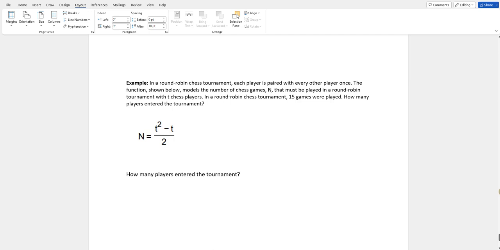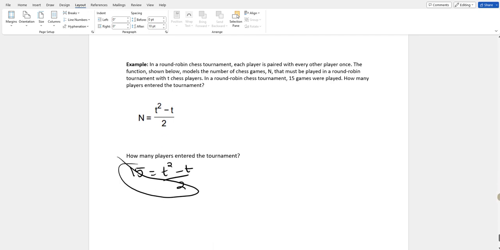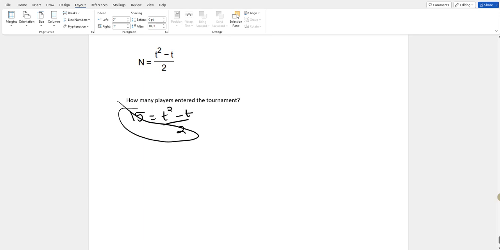So let's go ahead and plug in our number. We know that N is 15. This is equal to t squared minus t all over 2. We're going to go ahead and solve for t. So I'm going to cross multiply this. When I cross multiply, this gives me t squared minus t is equal to 30 because 15 times 2 is 30. And then I'm going to subtract 30 from both sides, and this ends up giving me a quadratic equation.